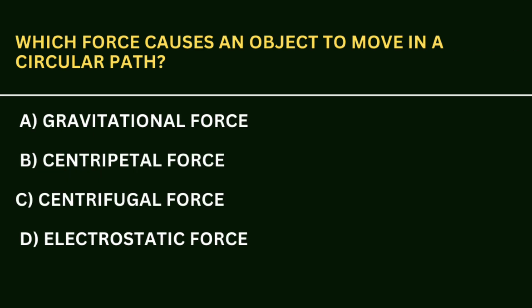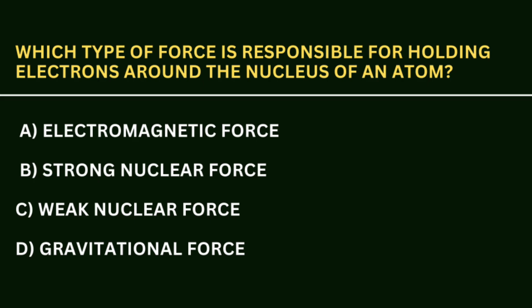Which force causes an object to move in a circular path? Option B, centripetal force. Which type of force is responsible for holding electrons around the nucleus of an atom? Option A, electromagnetic force.